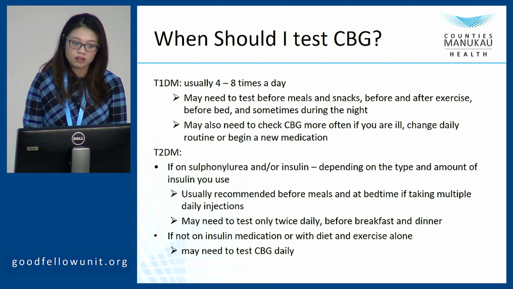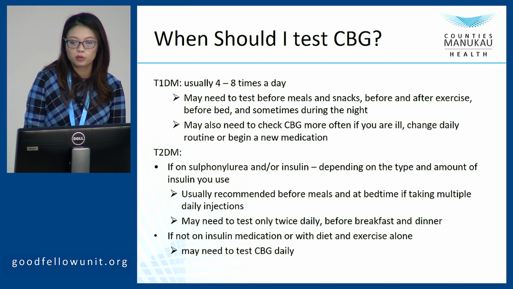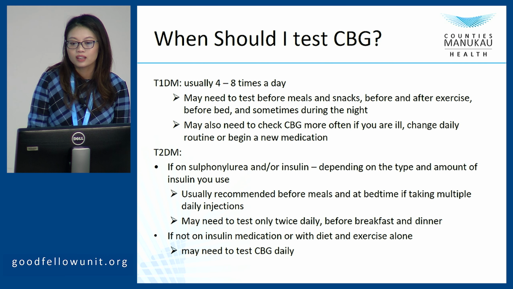Generally for type 1, they usually need to check their blood sugar level 4 to 8 times a day. They need to check before and after meals or snacks, before and after exercise, or before going to bed. They might also need to increase the frequency when they are not feeling well or change to a new medication.